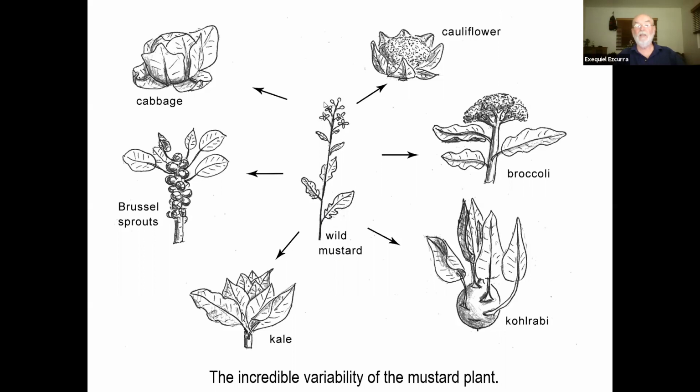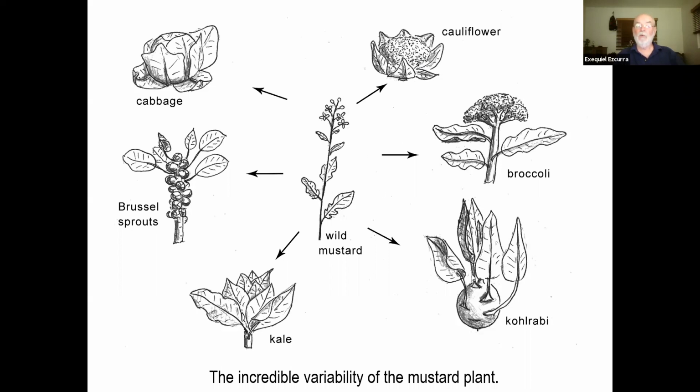Other farmers have selected for dense heads of flowers. So instead of having a typical sort of fairly open raceme, the plant has developed very, very dense corymbs of flowers, and we have the cauliflower. Another variant selected in other parts of the world of the same density of flowers has given us the broccoli.